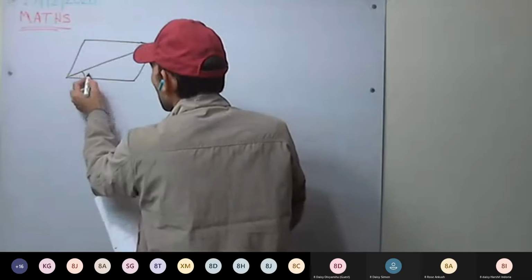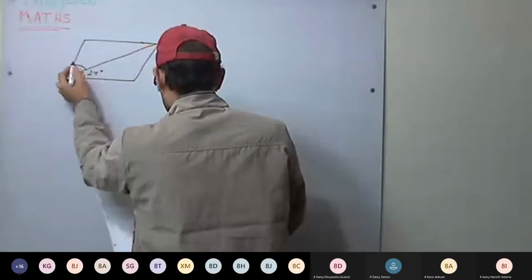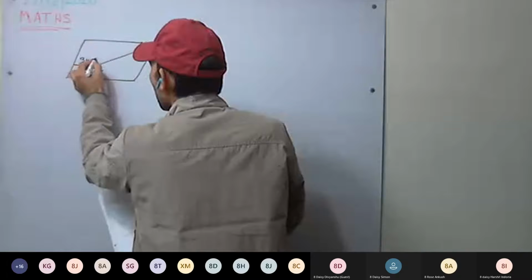This is our 24 degree. This is 3y plus 5.